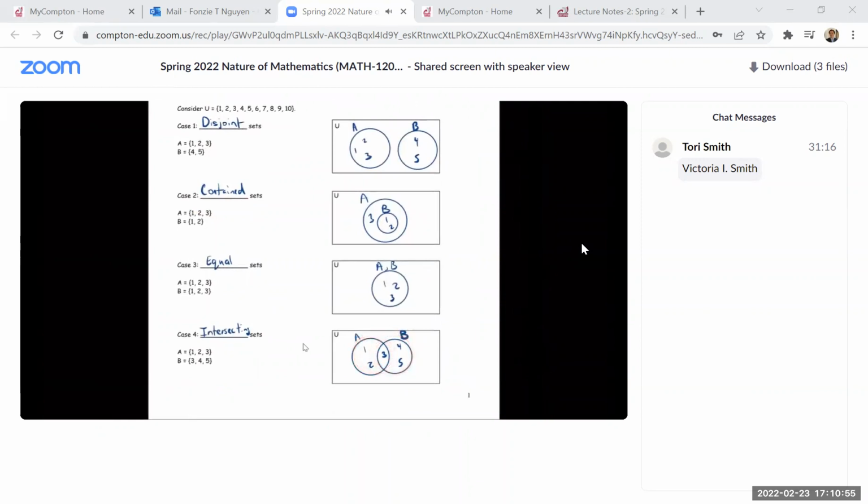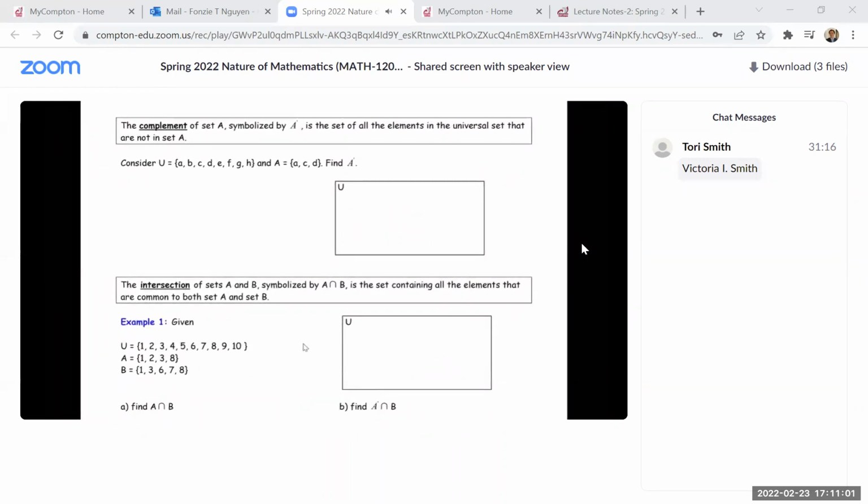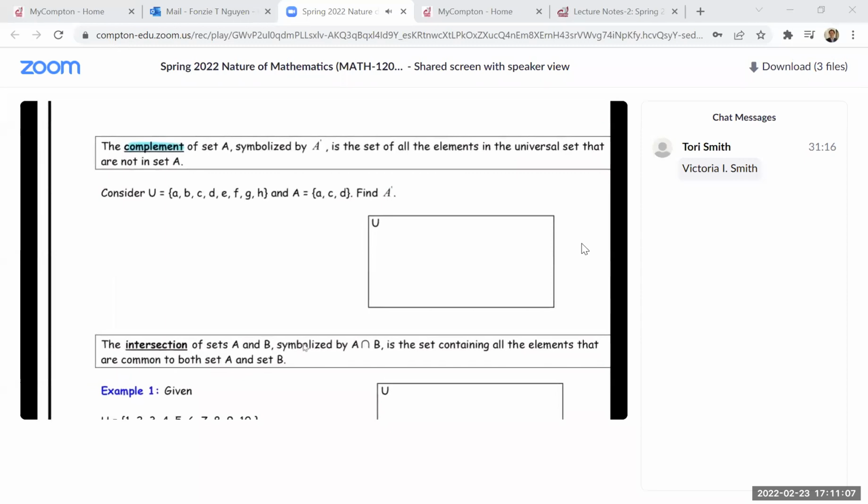Let's look at what else they have for us. Complement. Here's another definition. The complement of a set is denoted by this little apostrophe, A', that means complement. And it's a set of all elements in the universal set that are not in set A. So let's look at an example.